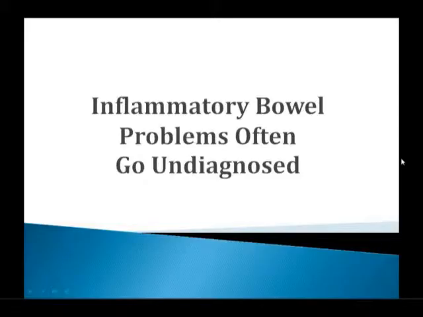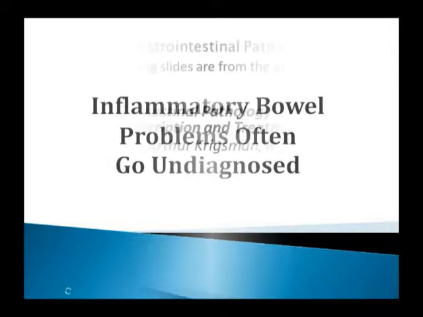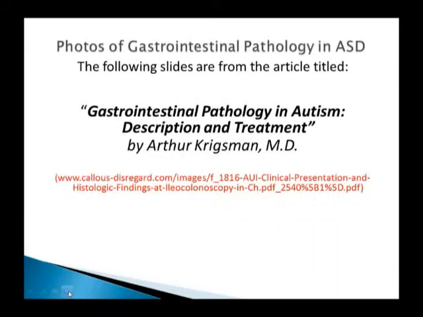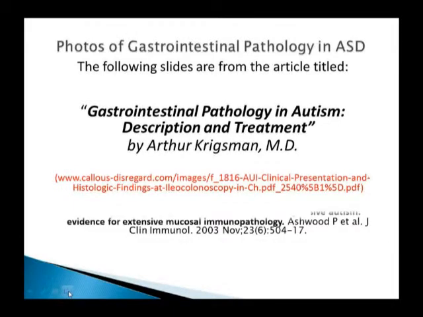Well, so there's some examples of issues with constipation and, in that particular case, eosinophilic esophagitis. But in some kids, it gets even more severe. And that's where we start running into the problems of inflammatory bowel problems that often go undiagnosed because no one bothers to look. And I've done these slides before, but the majority of these are from Dr. Arthur Krigsman, who's a pediatric gastroenterologist in Texas. He's done a lot of work with kids on the spectrum.